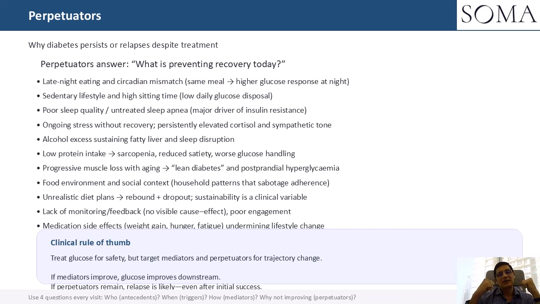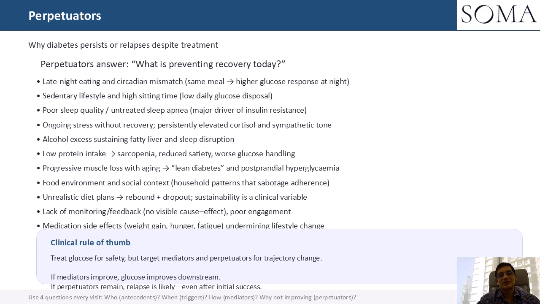Why this matrix matters, these four things which I told you. This framework is crucial because it tells you what to target. Traditional care often targets the downstream glucose. Functional care targets the mediators and perpetuators. Because if you reduce mediators and remove perpetuators, glucose improves as a downstream consequence.